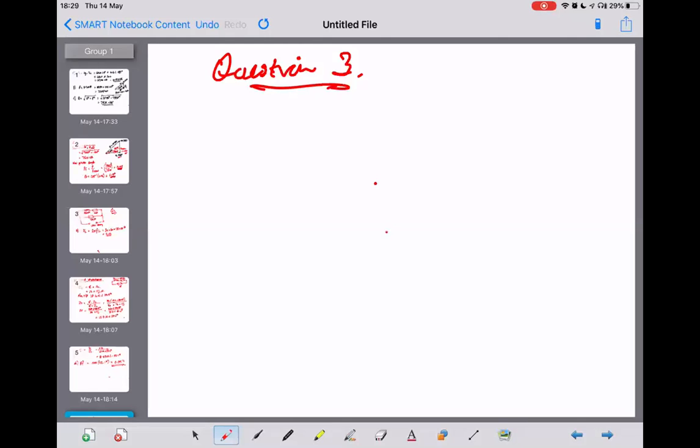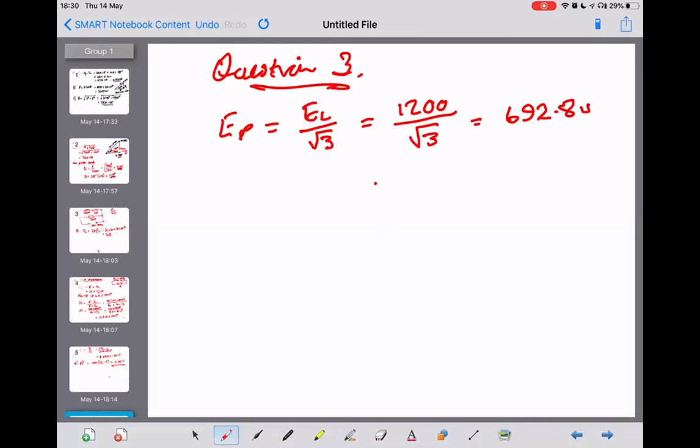EP is equal to EL over root 3, which is 1200 over root 3. And that has given me 692.8. I'll go with that. In fact, I'll go 693 volts. I went to 4 sig fig because that was what the other one was put in. But that's fine, that'll be enough. Either answer will be good enough.